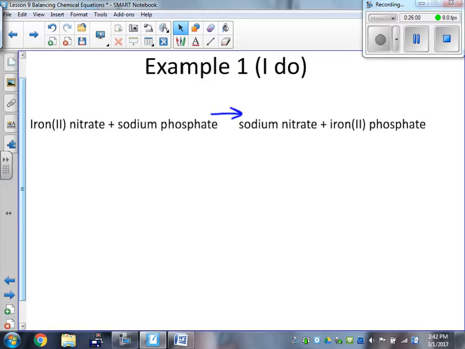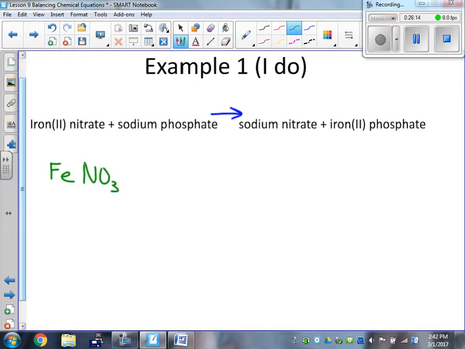We could figure this out here. Iron 2 nitrate. Let's see. Iron 2, which means it's a 2 plus, right? Nitrate. So once again, you look that up in the top left. Should look like this, yes? 2 plus, 1 minus. The 2 comes over and down, brackets, right? The 1 comes over and down, we don't write it.